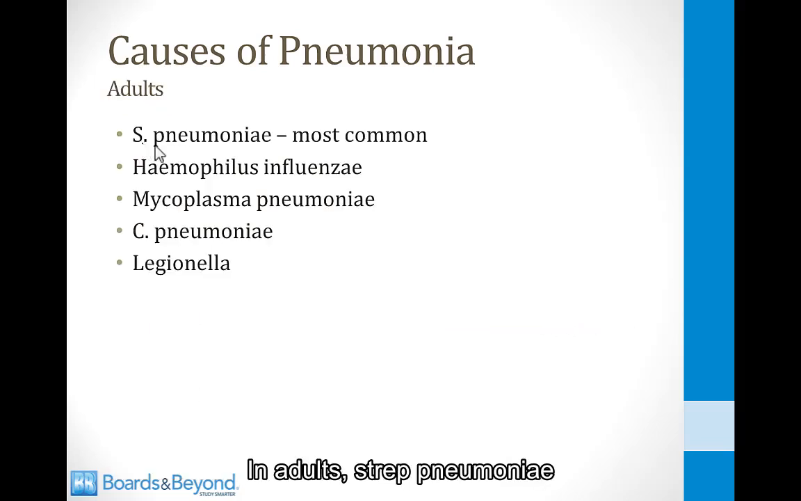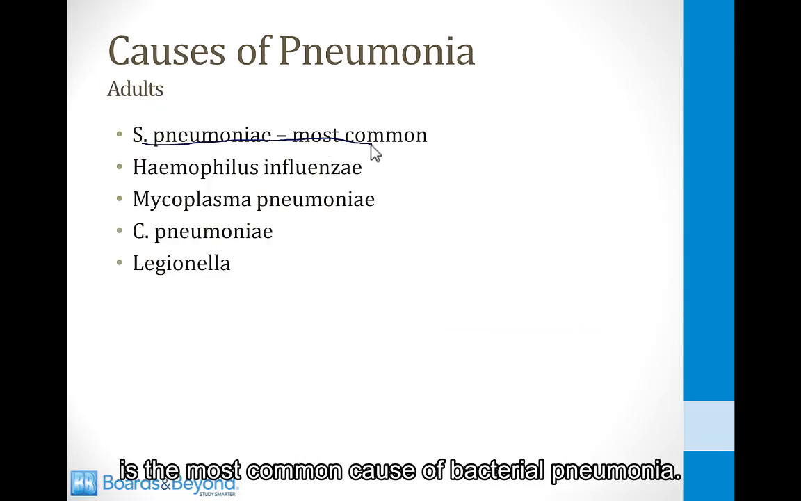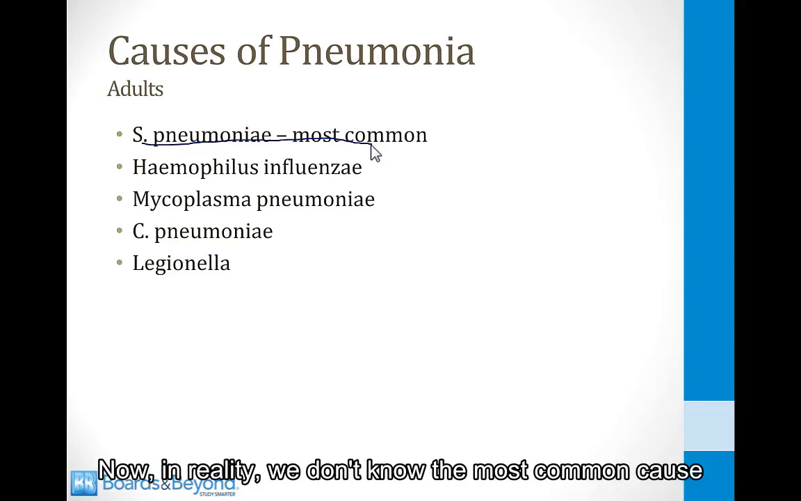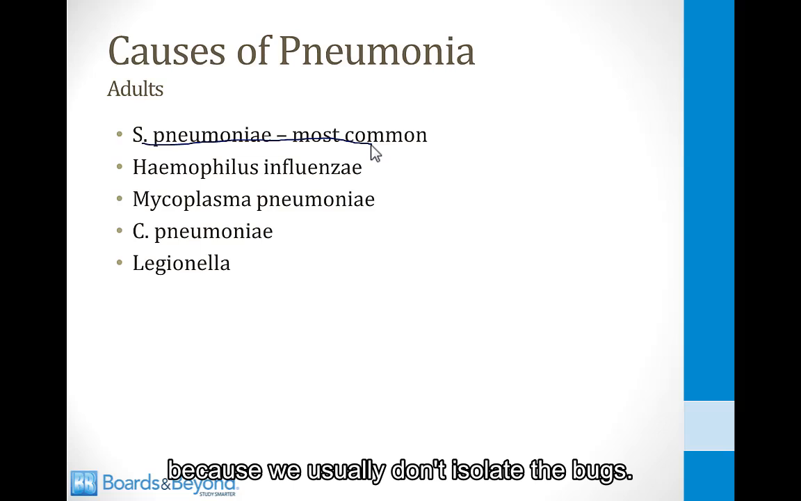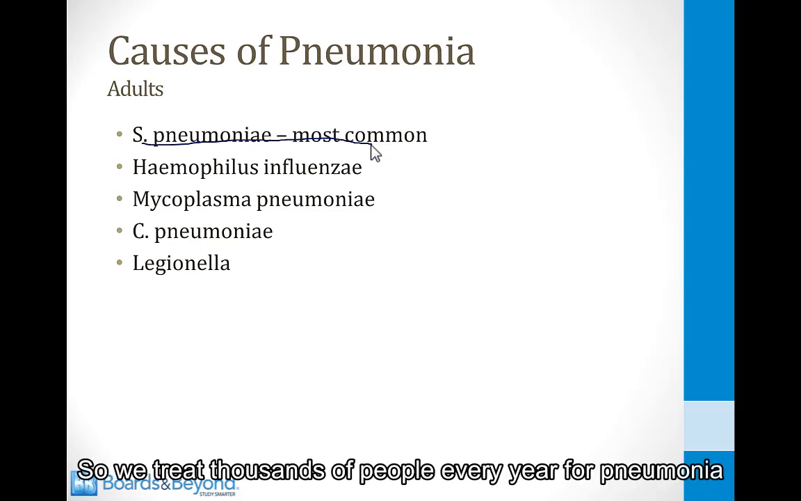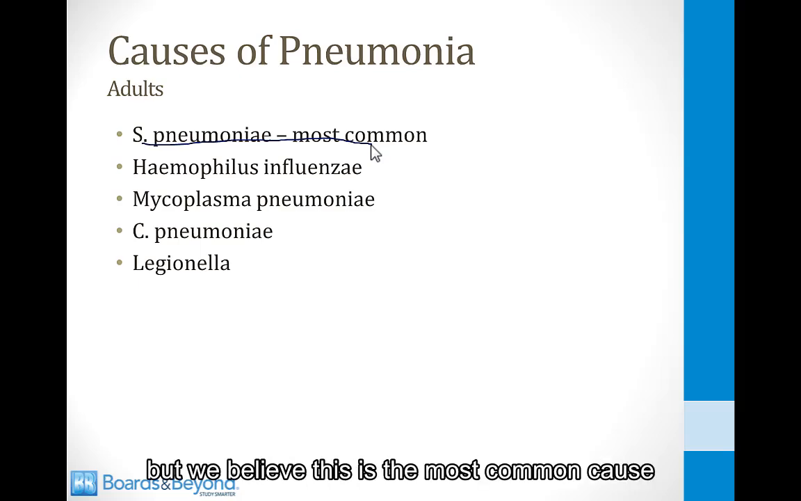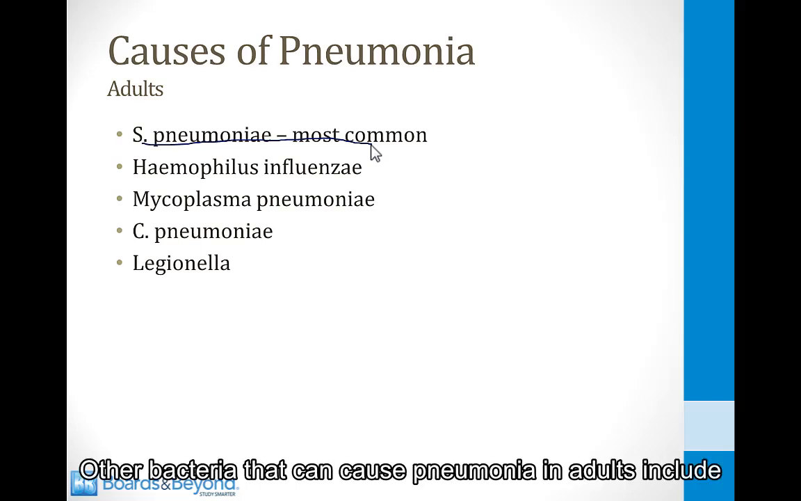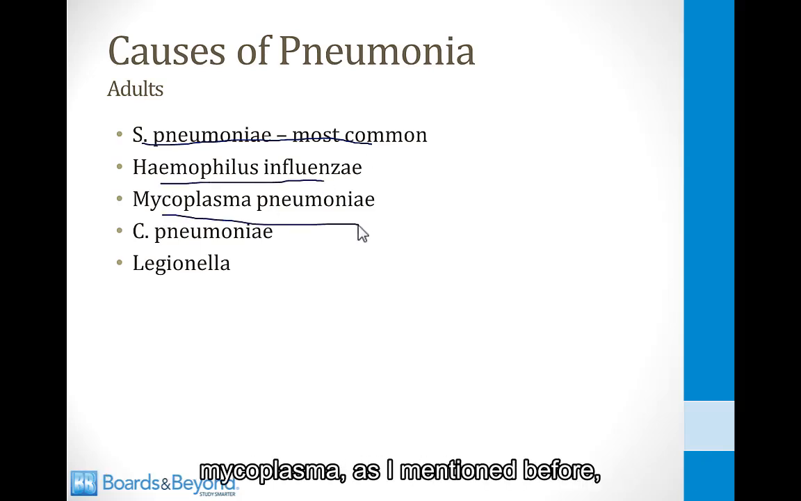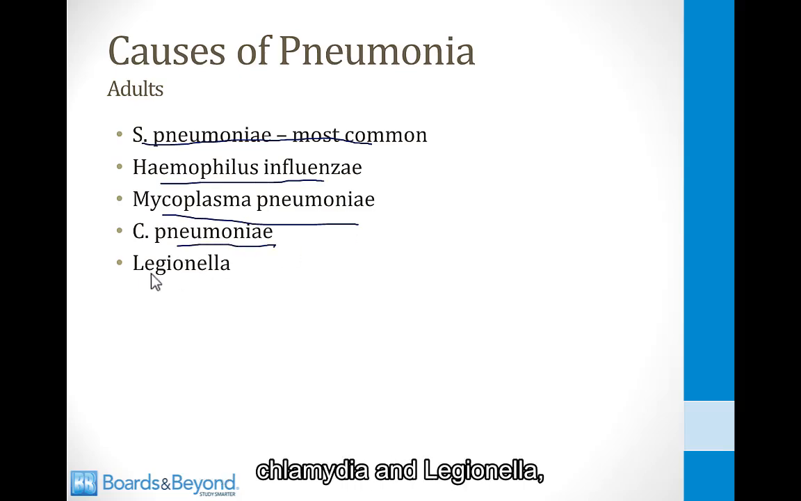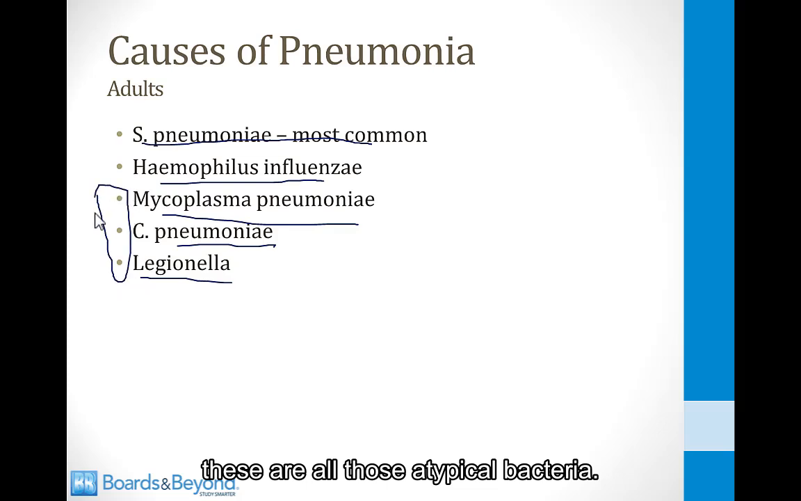In adults, strep pneumoniae is the most common cause of bacterial pneumonia. Now, in reality, we don't know the most common cause because we usually don't isolate the bug. So we treat thousands of people every year for pneumonia without isolating the bacteria. But we believe this is the most common cause based on older data. Other bacteria that can cause pneumonia in adults include Haemophilus influenzae, mycoplasma, as I mentioned before, chlamydia, and Legionella. These are all those atypical bacteria.